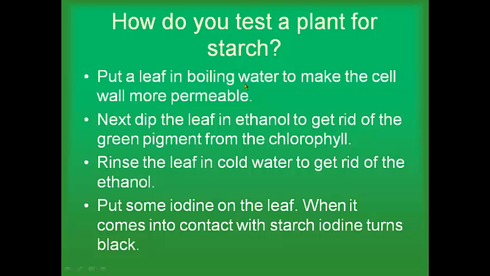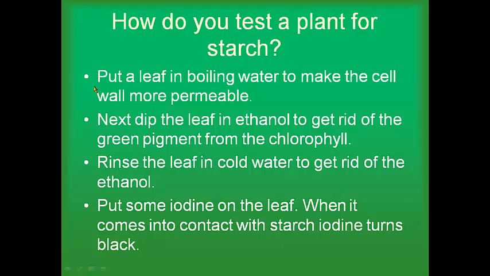Okay? Now we've got a little problem though, because remember those leaf cells, those cell walls on those leaves? Those cell walls are protecting the leaf. And the leaf knows that iodine is not good for it. So the cell wall is keeping that iodine out of the cell. So we have to get rid of the cell wall first, so that the iodine can get in to the starch.